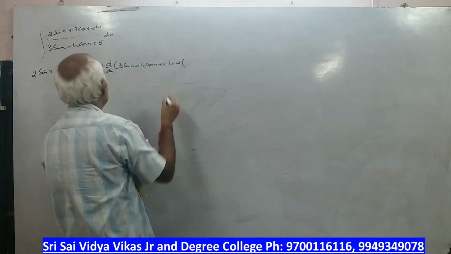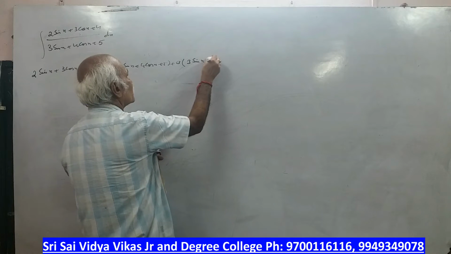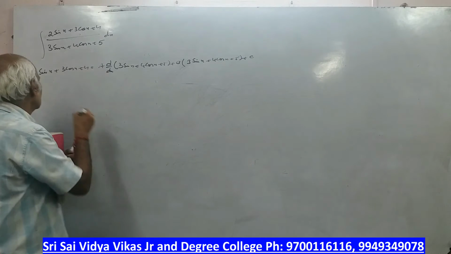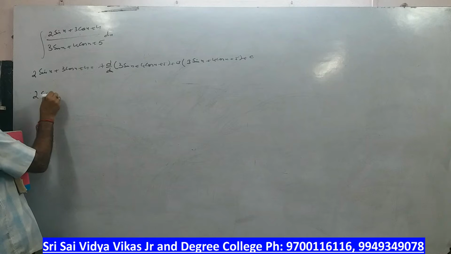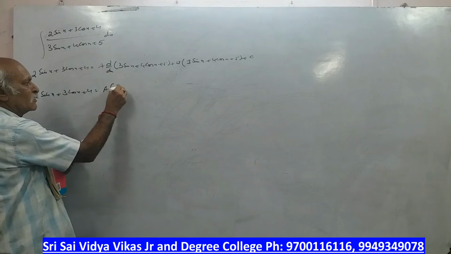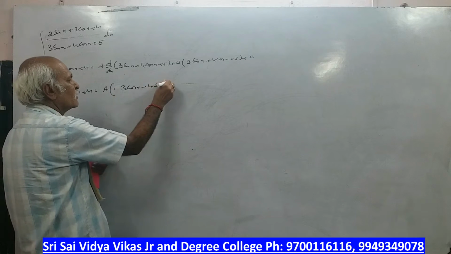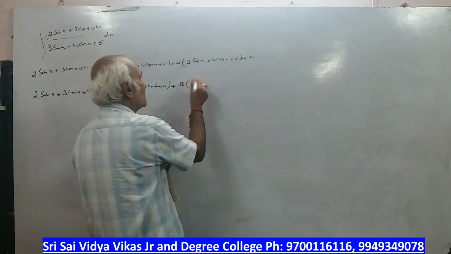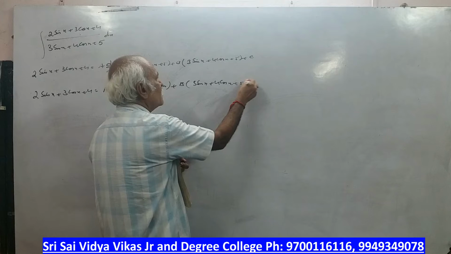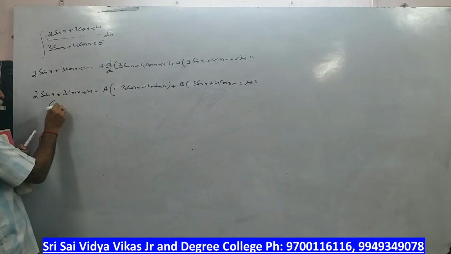Plus b into 3 sin x plus 4 cos x plus 5 plus c. So 2 sin x plus 3 cos x plus 4 equals a times the derivative, 3 cos x minus 4 sin x, plus b into 3 sin x plus 4 cos x plus 5 plus c. Observe here we are doing the same method. Now compare.